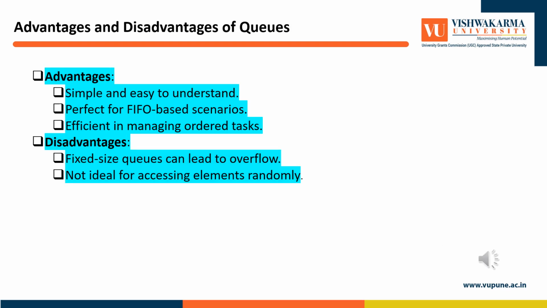So let's see advantages and disadvantages of queues. So advantages are queue is simple and easy to understand. It is perfect for FIFO based scenarios. It is efficient in managing ordered tasks. Now disadvantages are fixed size queues can lead to overflows and not ideal for accessing elements randomly.